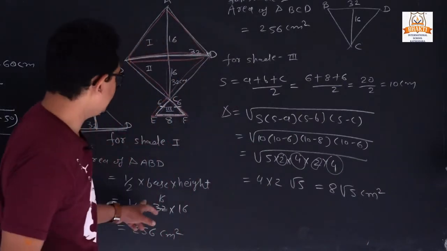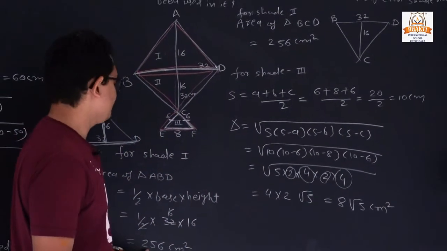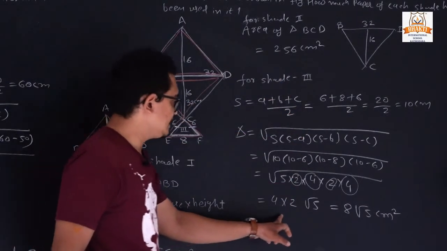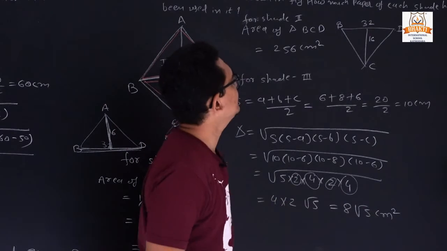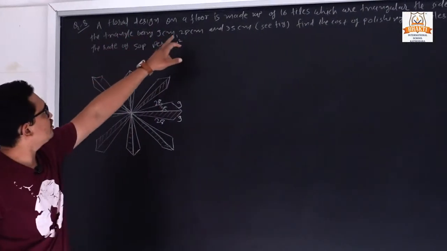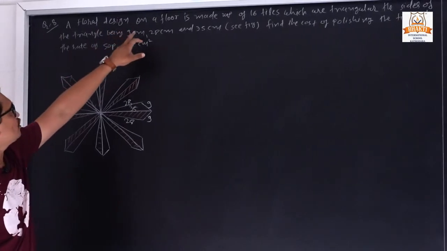So for each area, for a first 256, second we have the same, and for a third shape how much area we required? It is 8 root 5 centimeter square. A floor design. So we have the one floor design on a floor.